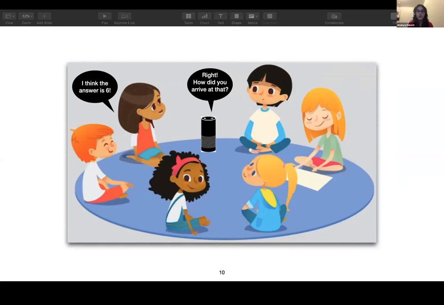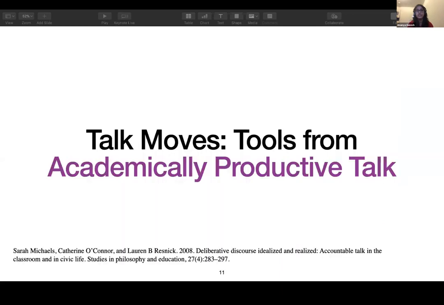So we might want the system to say at this point, that's right, how did you arrive at that? In order to make interventions like this, we turn to a framework in education research called academically productive talk. This was proposed by Michaels and O'Connor in the citation below. It's been actively used by teachers in actual classrooms for more than 20 years in order to get students and teachers to have respectful and productive discussions. They do this using tools called talk moves, which are basically utterance strategies.